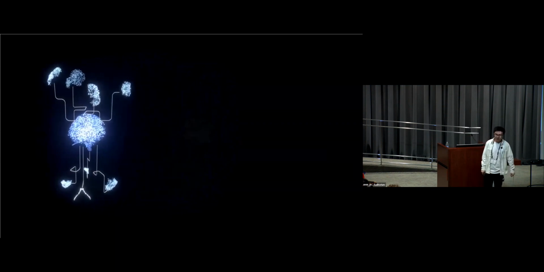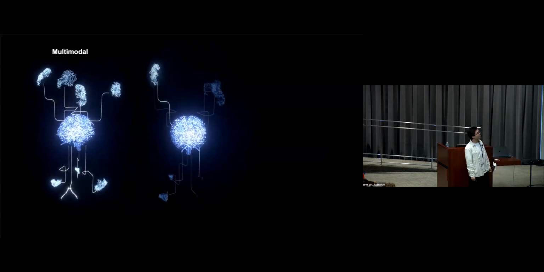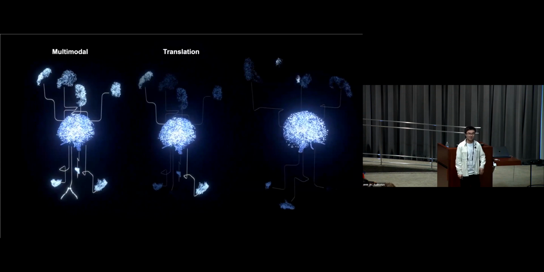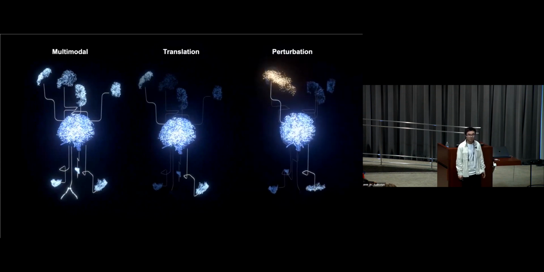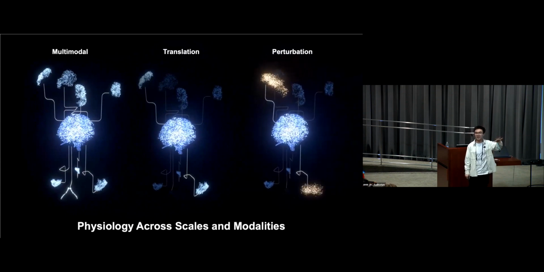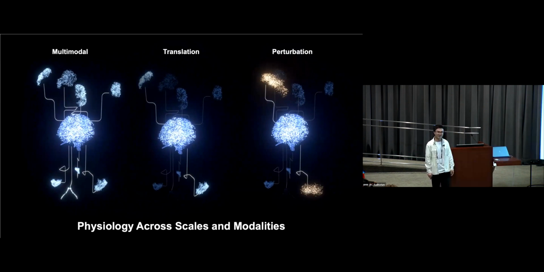So in summary, I mentioned that biology is multimodal. You can translate between different kinds of languages or different modalities. You can also perturb each of these modalities and measure the impact on the other modalities. So maybe by putting all these different pieces together, we can study actual human physiology across scales and modalities. So thank you.